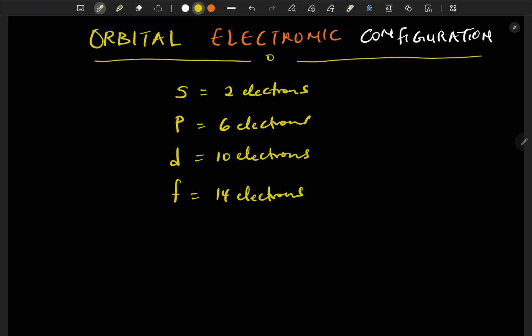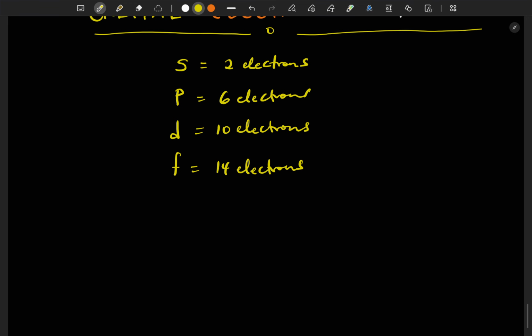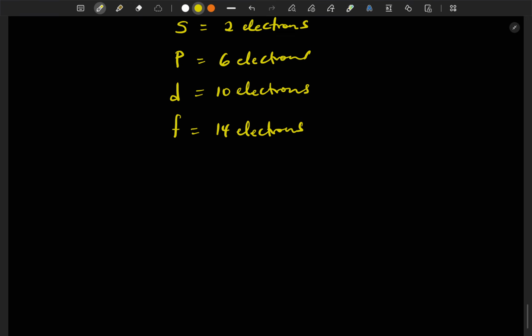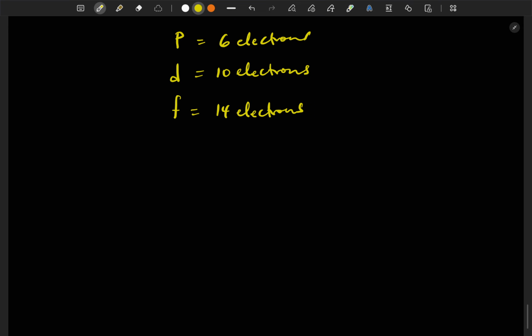Alright, in order not to waste time, how do we fill electrons into these orbitals? Filling electrons into the orbitals, we have to follow some set of rules. The first principle we'll be talking about is the Aufbau principle. The Aufbau principle just tells us that electrons are filled into orbitals in increasing order of energy.